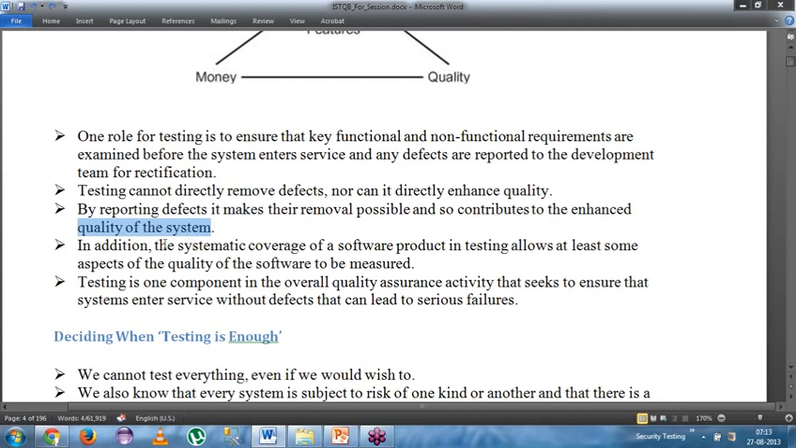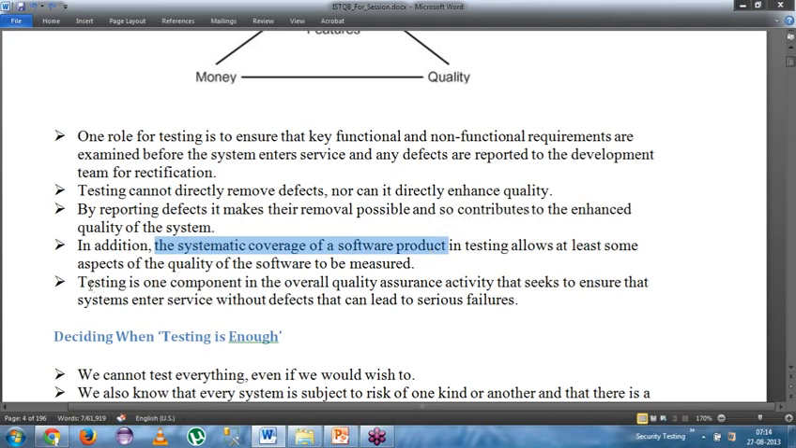Then we also should ensure that we have systematic coverage of the software product. We have to have systematic coverage for each one of the modules, right from the login screen till the end, where probably you generate reports. I'm talking about a very high-level application here. So we have to systematically test each one of the areas, judge the quality, and then consider the aspects of quality to be measured.